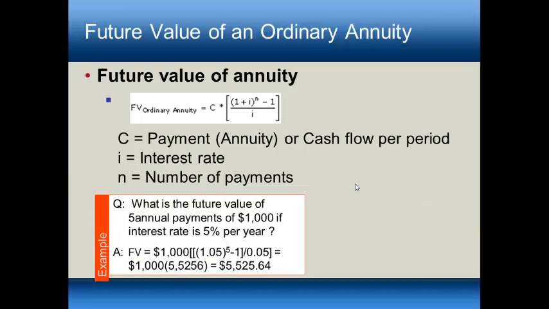For example, my 5 annual payments of $1,000, interest rate 5%. We're going to transfer that into a future value. So we're going to take 1,000, our C, multiplied by 1 plus the percentage, 5%, raised to the power of 5, our N, minus 1, all that divided by the interest rate, 5%. Gives me a grand total of $5,525.64. So if you were to place $1,000 each year for 5 years and the interest rate was 5%, at the end you will not have $5,000. You'll have $5,525.64.